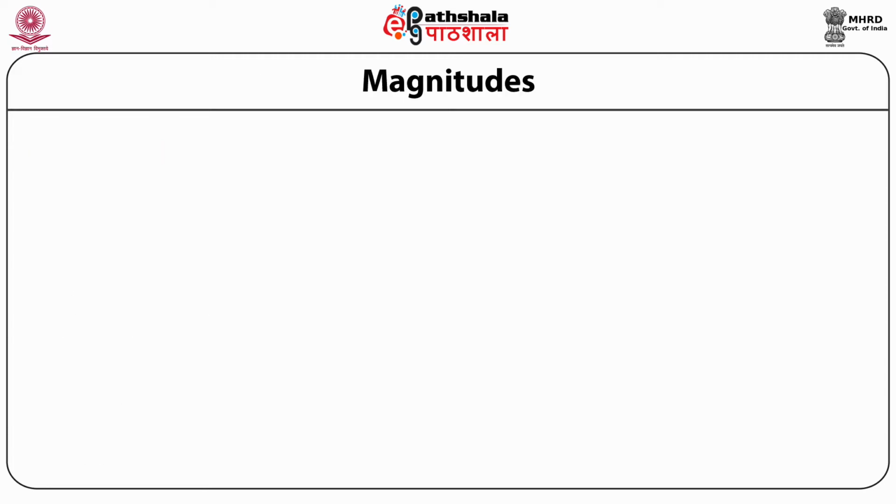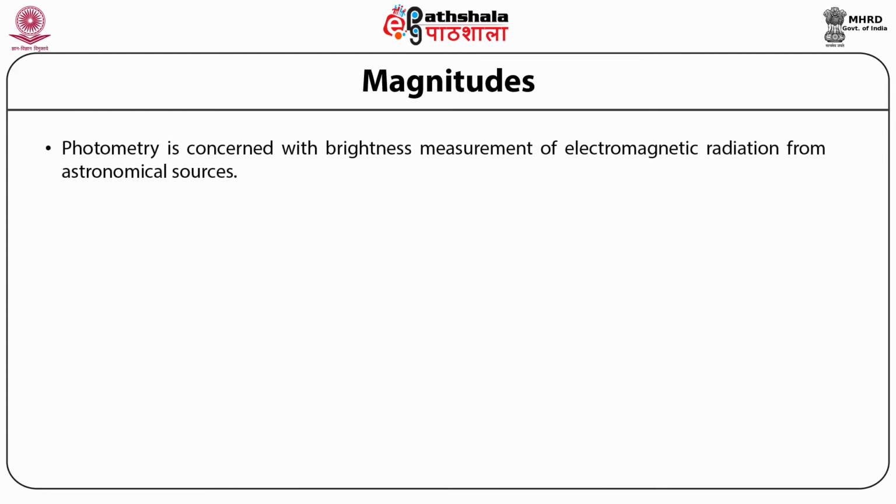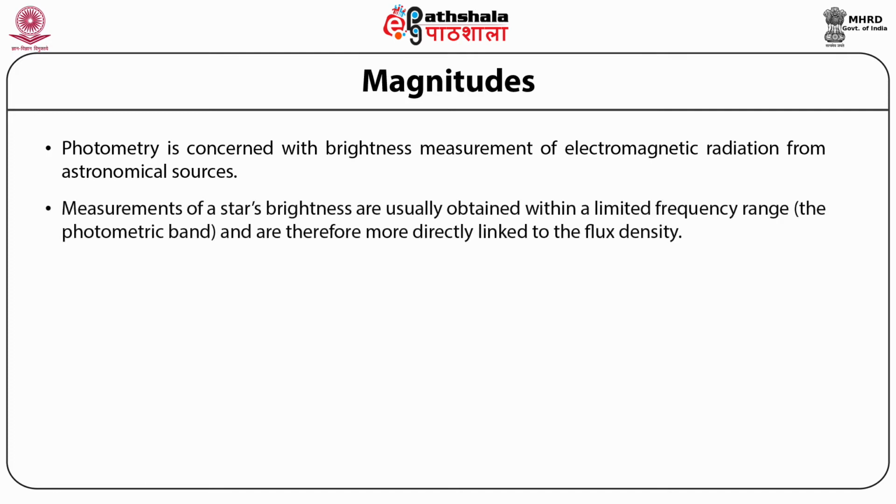We also have to speak about the magnitude scales in reference to the photometry of the stars. Photometry is concerned with brightness measurement of electromagnetic radiation from various astronomical sources. Measurements of a star's brightness are usually obtained within a limited frequency range in the photometric band and are therefore more directly linked to the flux density.